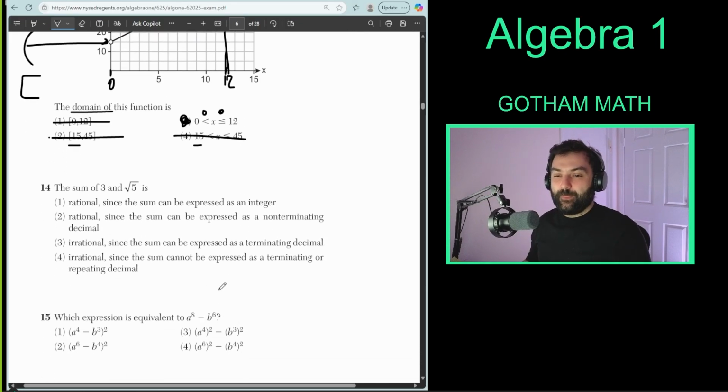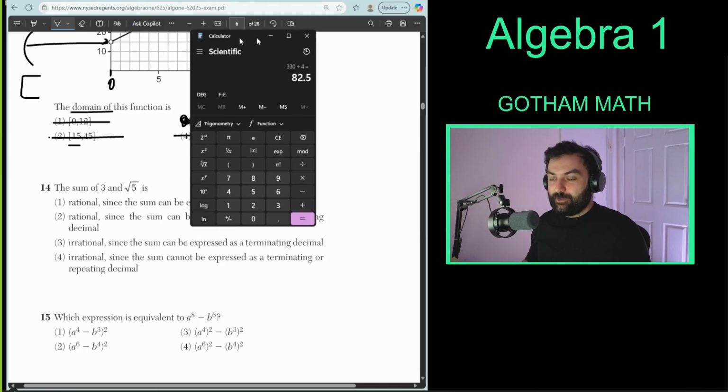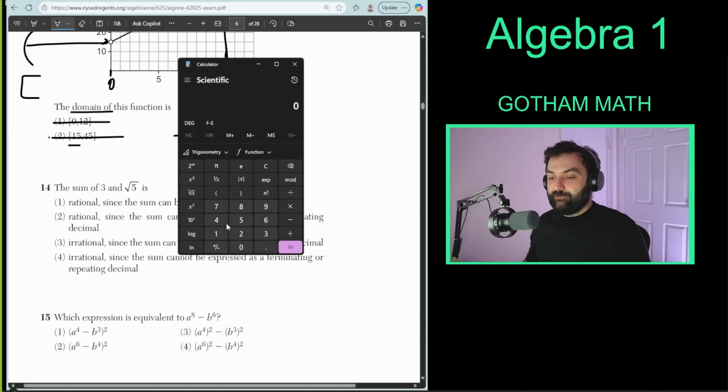Number 14. The sum of 3 and square root of 5 is irrational, rational, irrational, irrational. Well, sum means adding. Just add and you'll see. Irrational is a never-ending, non-repeating decimal. So square root of 5 is 2 point, blah, blah, blah. Sum means adding, so plus 3. 5 point, blah, blah, blah. That's still irrational.